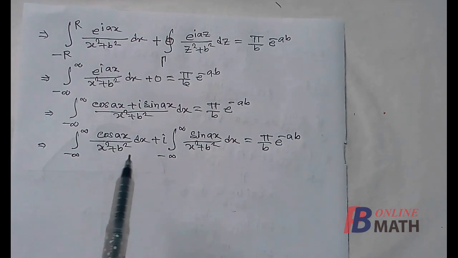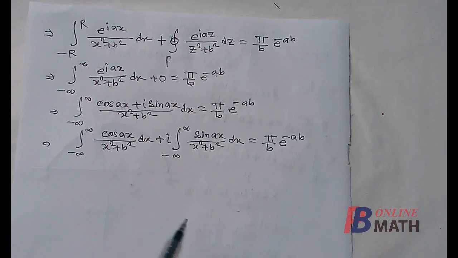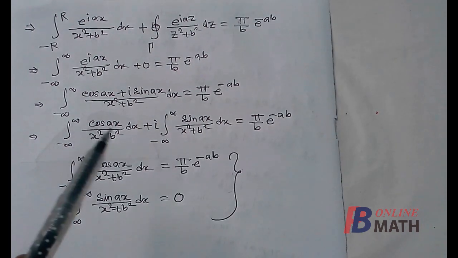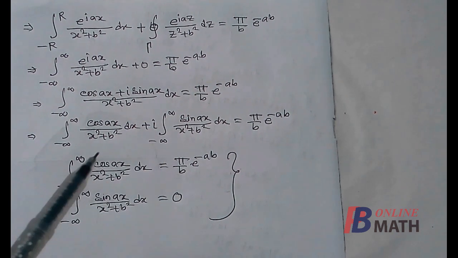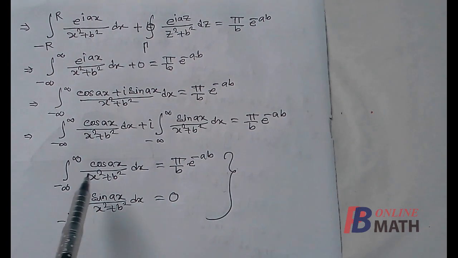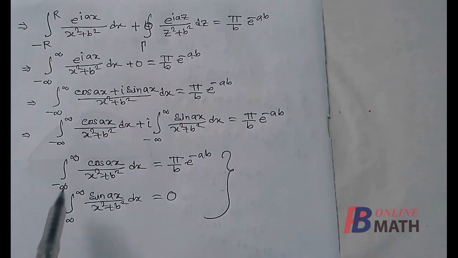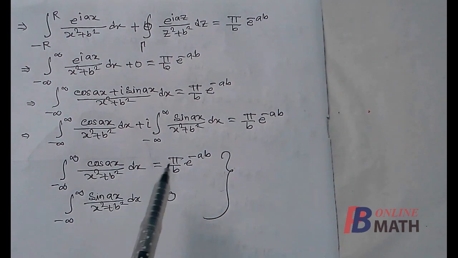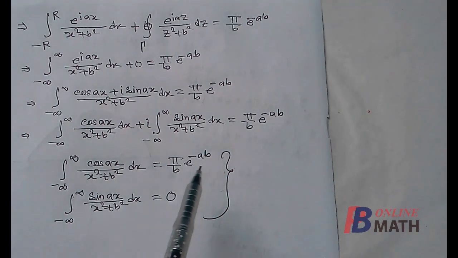Now we shall compare the real parts and the imaginary parts from both sides. Comparing the real and imaginary parts from both sides, we find these results. Among these two, this is our required result: the integration of cos ax by x square plus b square from minus to plus infinity, and the answer is pi by b into e to the power minus ab.